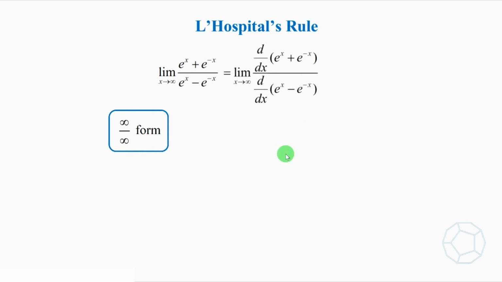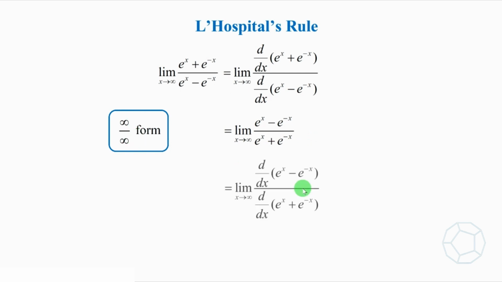Differentiating e to the power of x gives e to the power of x. And differentiating e to the power of negative x gives negative e to the power of negative x. So we get this expression. Compared with the original limit, the numerator and the denominator are reversed. Well, this is not quite nice, but the form is still infinity over infinity.